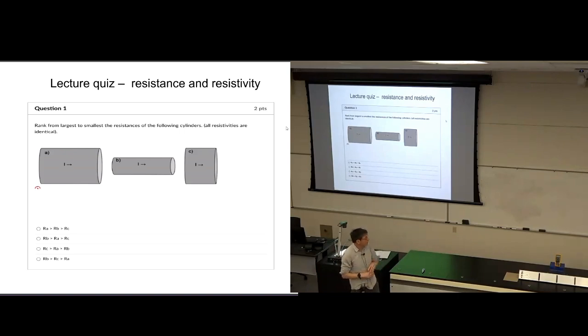The one with the smallest resistance, for small resistance you want short length and you want a fire hose, you want large cross-section. C has the shortest length and it has a large cross-section. So if you were to rank them in order of resistance from largest to smallest, then B has the largest resistance, C has the smallest resistance, and A is in between B and C. Is everybody okay with that? Okay, that's good.